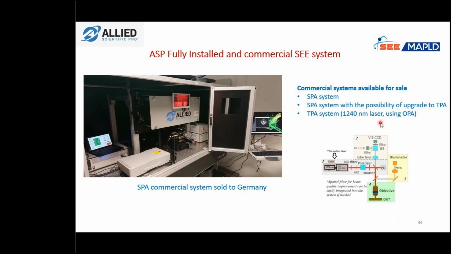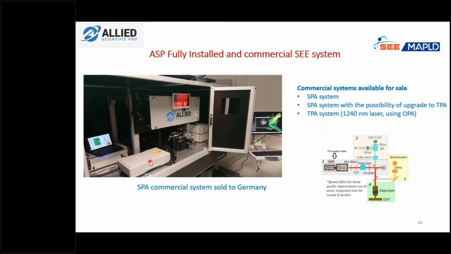And finally, the ASP fully installed and commercial SCE systems. This is a system that we built and we delivered to Germany. They were very concerned about the protection and class 4 of the laser. So this cabinet was built around the laser system, and the window is protecting against the laser radiation. So this becomes a class 1 laser when it's inside the cabinet.